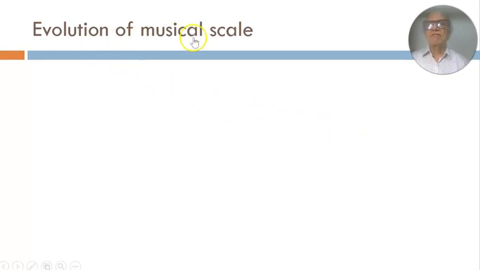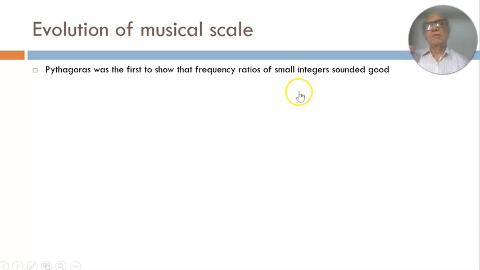So let us study the evolution of the musical scale. Now, Pythagoras was the first one to show that the frequency ratios of small integers sound good to the ear. For example, take these ratios: 2 by 1. 1 is of course the smallest integer, then you have 2. So one ratio of small integers clearly is 2 by 1. Other ratios you can think of are 3 by 2 and 5 by 4. Now we have chosen these three because they sound good to the ear.